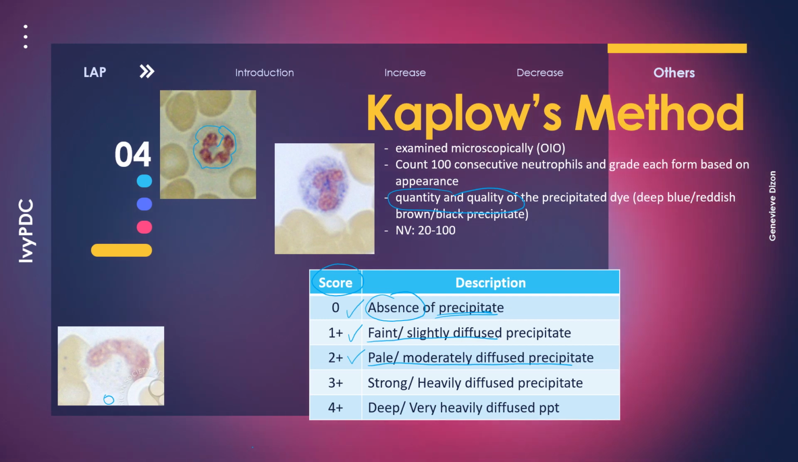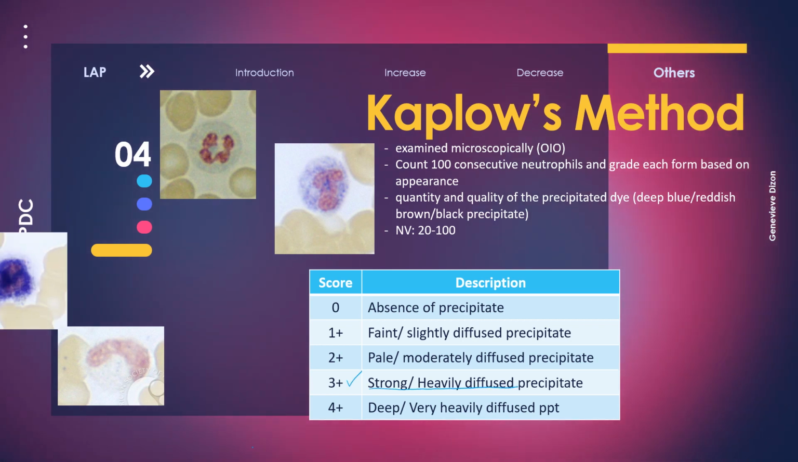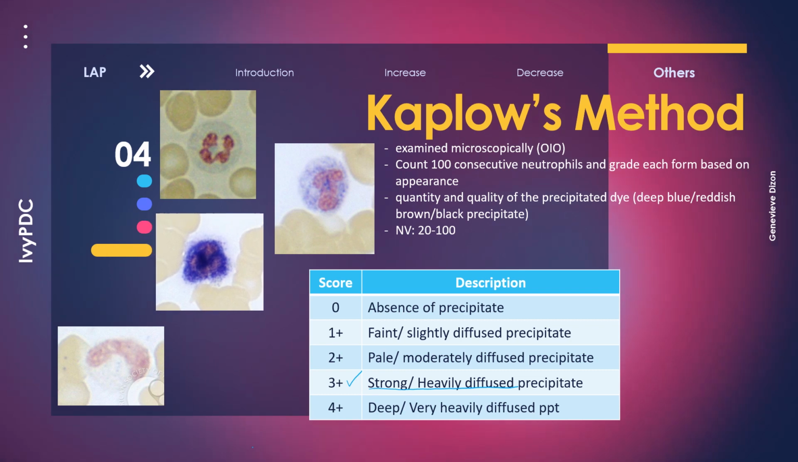In this image, the pink staining lobes of the neutrophil are still very visible, and the cytoplasm has darker precipitates compared to the 1 plus. 3 plus is given when there is a strong or a heavily diffused precipitate present in the neutrophil. The intense precipitate present in the cytoplasm is seen, and the lobes are still visible.